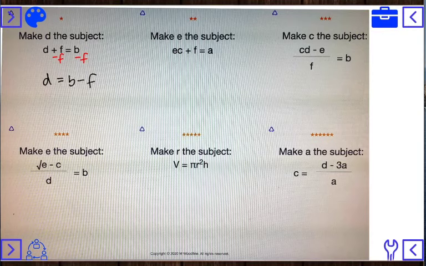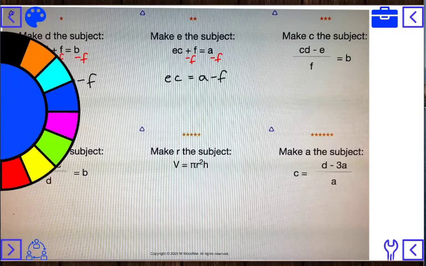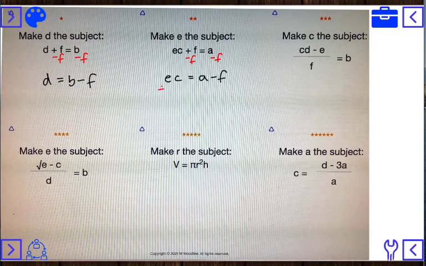The next one, I need to make E the subject. So I need to first of all take away F from both sides, and this would then leave me EC is equal to A minus F. Next step is, because I want to make E the subject, I now need to divide by C. And obviously whenever you divide something which happens to be algebraic by something else, you can't evaluate the top, so we will leave it as a fraction. So it will be A minus F all divided by C.